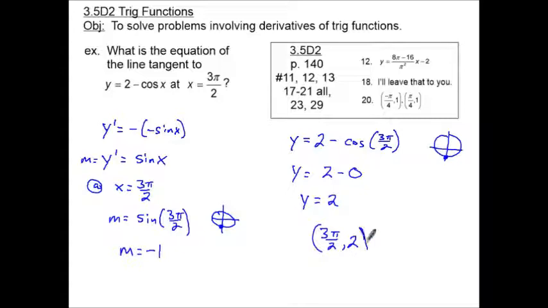Make sure that looks like a parenthesis. For space concerns, I'm going to do the equation on the next slide.